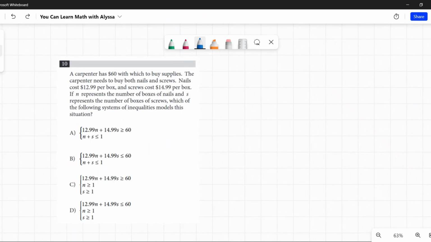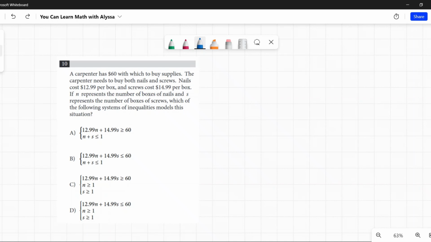The carpenter has $60 with which to buy supplies. That's not going to get you very far nowadays. The carpenter needs to buy both nails and screws. So he has to buy nails, and he has to buy screws. Nails cost $12.99 per box and screws cost $14.99 per box.